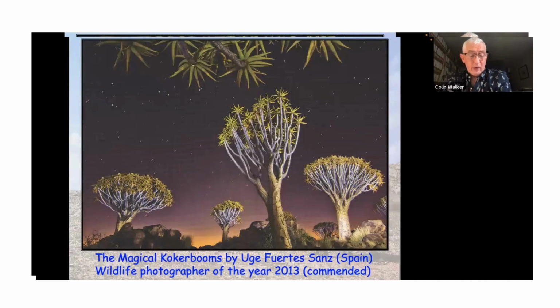This is one of my favorite all-time images of a tree aloe. In this country, we have a competition called the Wildlife Photographer of the Year. And in 2013, the Spaniard Miguel Fuertes Sanz submitted his photograph, The Magical Kokerboom. So this is not a painting, guys. This is a photograph. And this is a really stunning image. It's one of my favorite all-time images of any tree aloe or whatever.